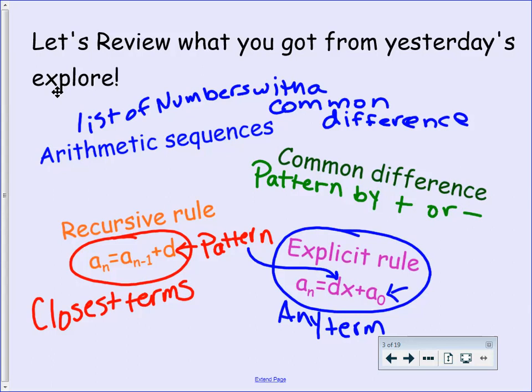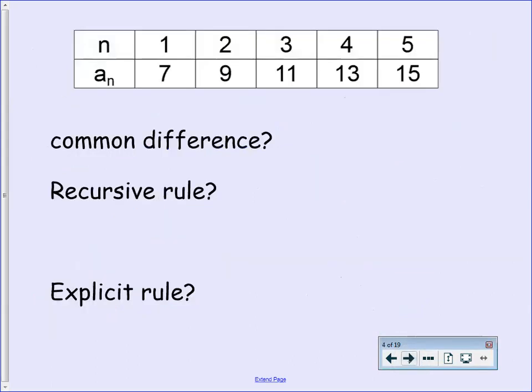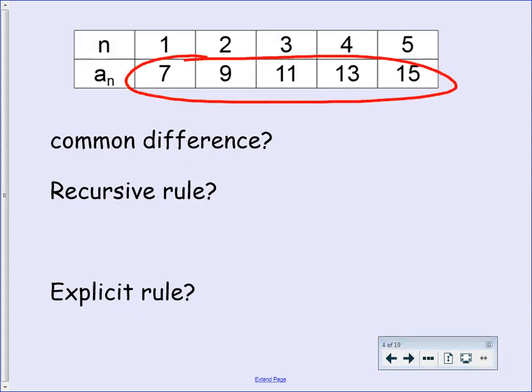Let's go to our first table. The first thing you want to do whenever given a table is find the common difference, so find that pattern. How do I get the pattern for these numbers? I'm asking myself, how do I get from 7 to 9, 9 to 11, 11 to 13, 13 to 15? Add 2, add 2, add 2, add 2. Meaning plus 2 is my common difference. So plus 2 is my d.